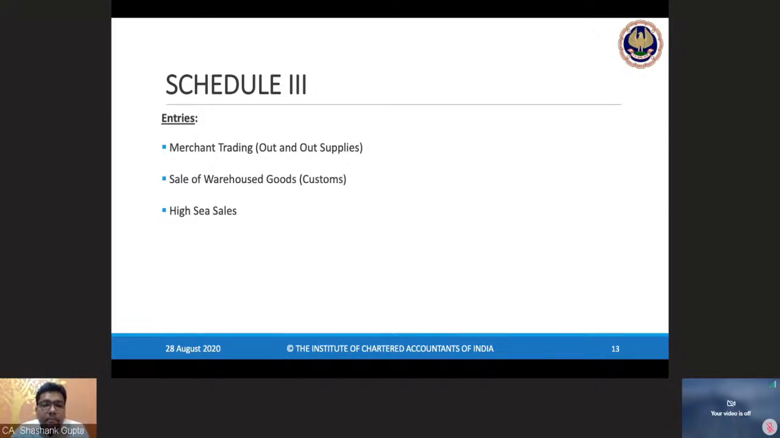So here the law has now clarified that since neither was the supply initiated in India, nor is the supply completed in India, the entire transaction has taken place outside India, and this is generally known as merchant trading. And because the goods are never in the Indian territory, this transaction is not liable to tax under GST, and that is why this transaction has been specifically covered under Schedule 3.